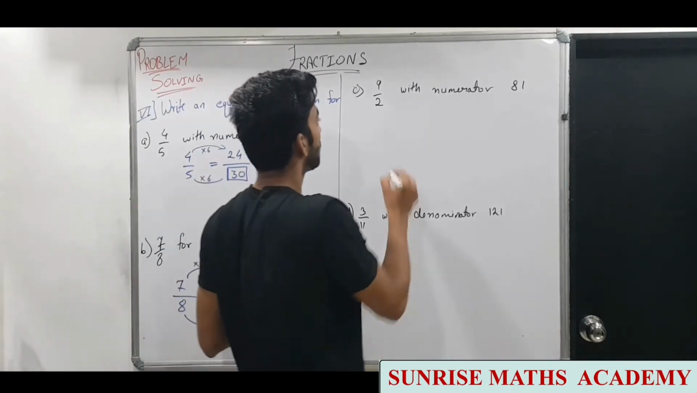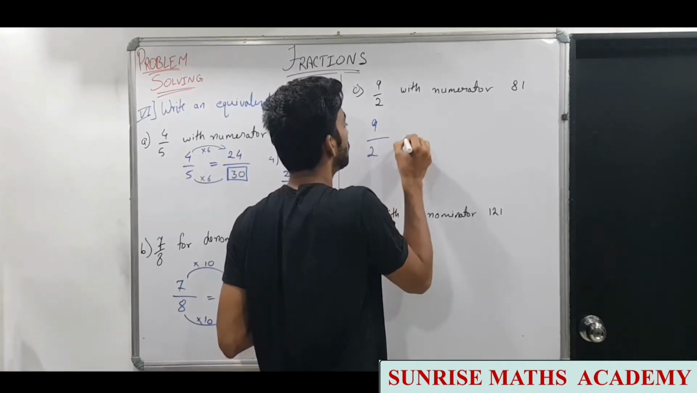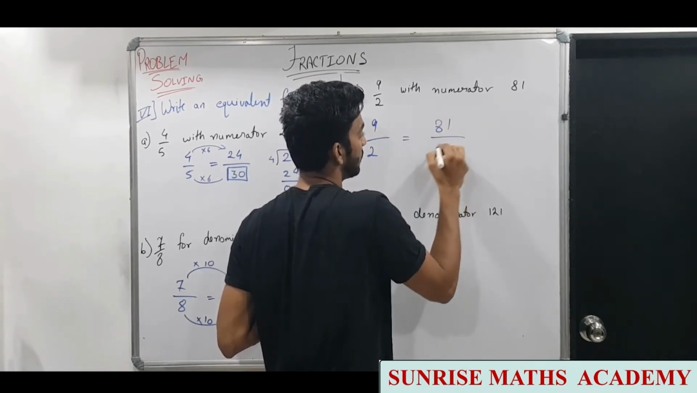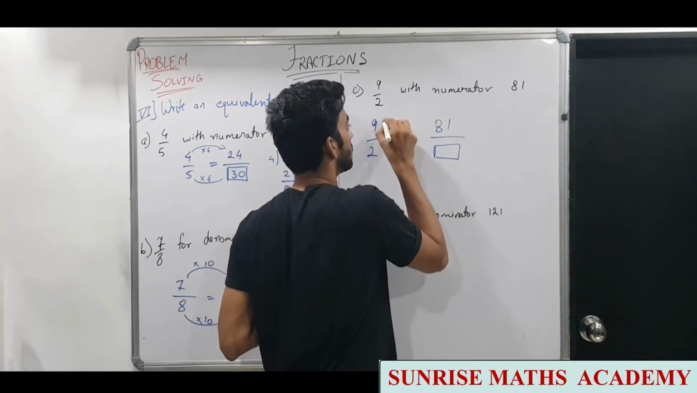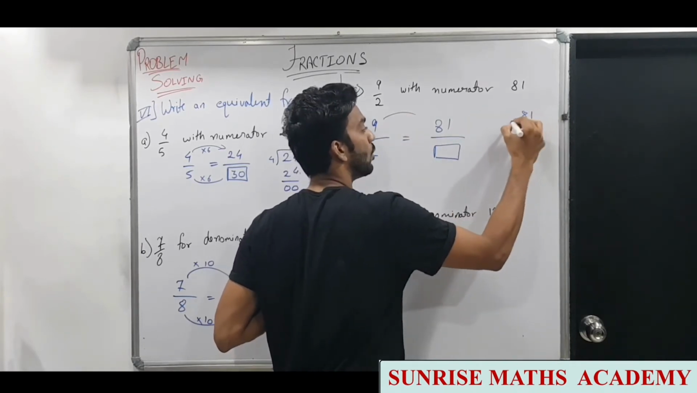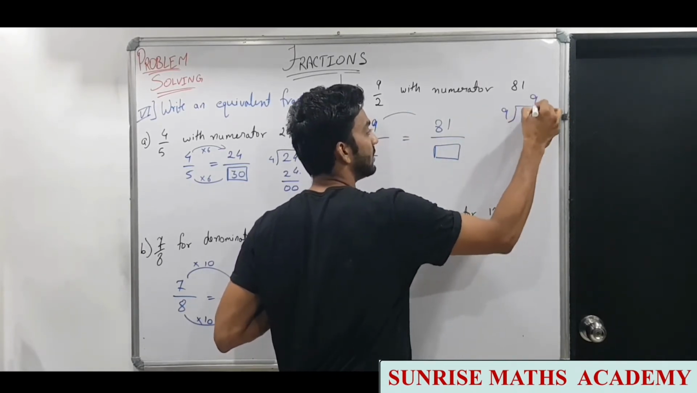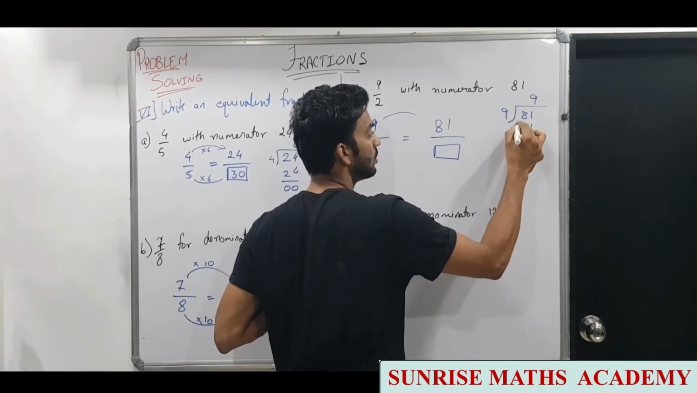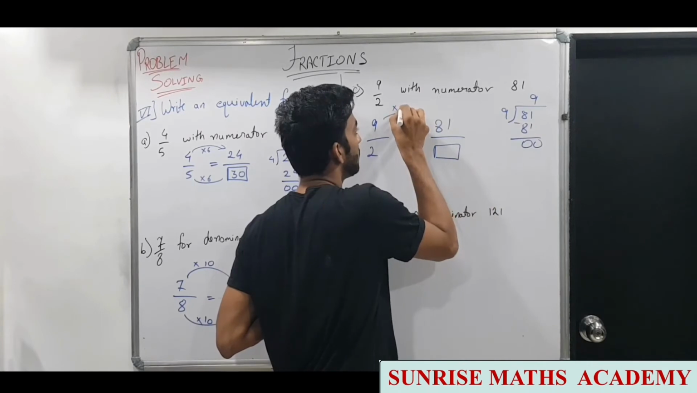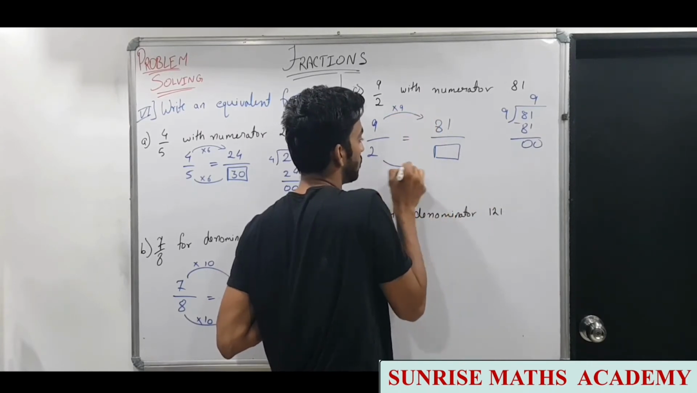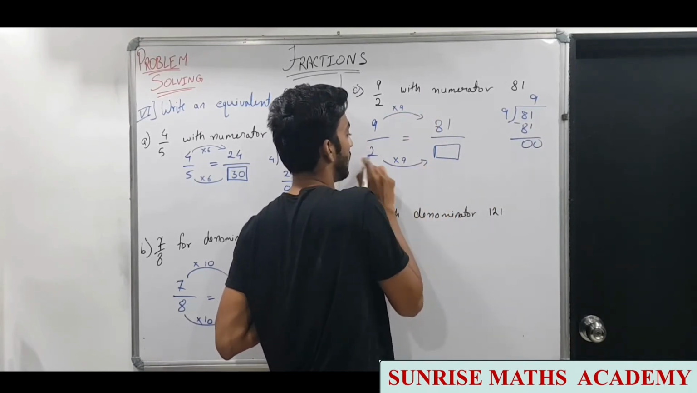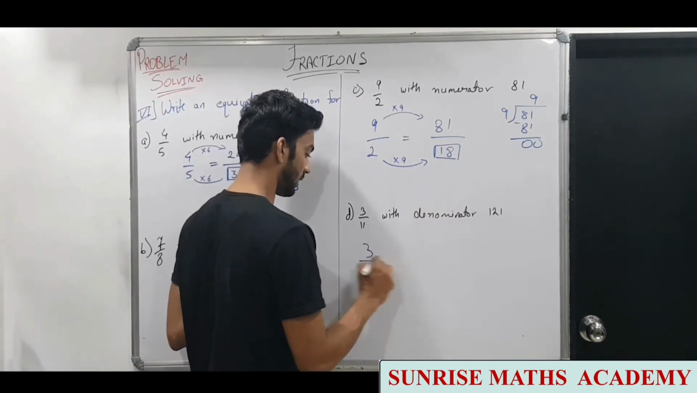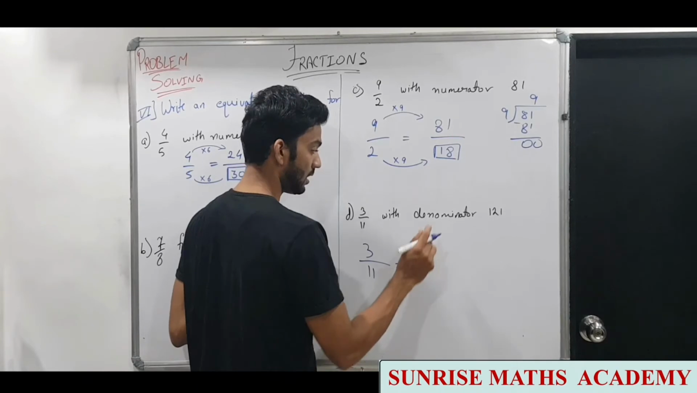Next fraction है 9 upon 2. Equivalent fraction numerator में चाहिए है 81. So what will be the denominator? Now you can again, if you want, you can divide. 9 9s is 81. So here it is multiplied by 9. So here also we multiply by 9. 9 2s is 18.